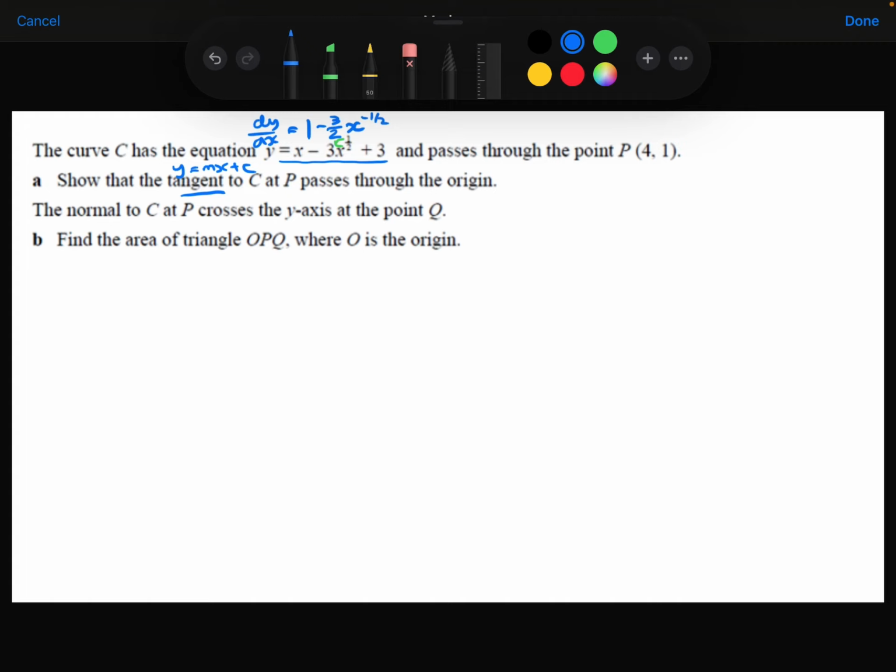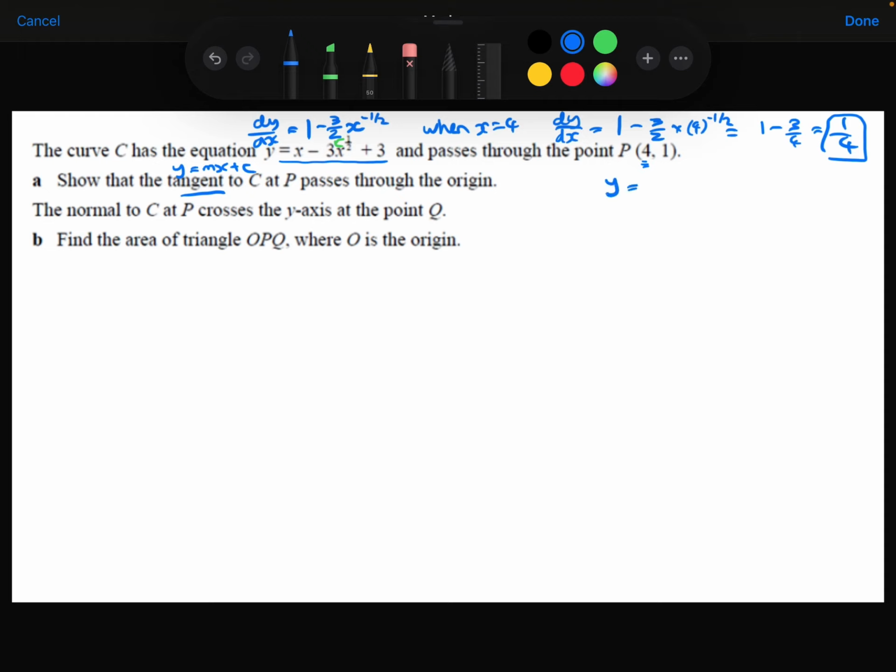I'm now going to work out what the gradient is when x is 4. So when x is 4, my gradient dy by dx is equal to 1 minus 3 over 2 times 4 to the power of minus 1/2. So that's 1 minus 3/4 is 1/4. So the gradient of the curve, and therefore the gradient of the tangent at P, is 1/4.